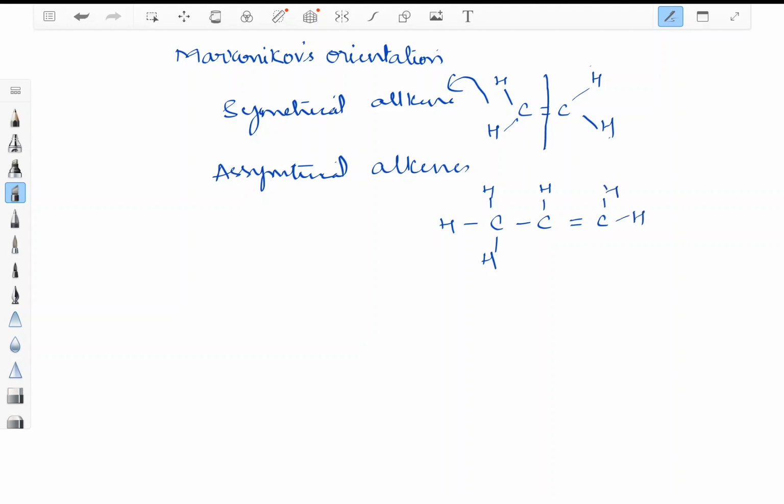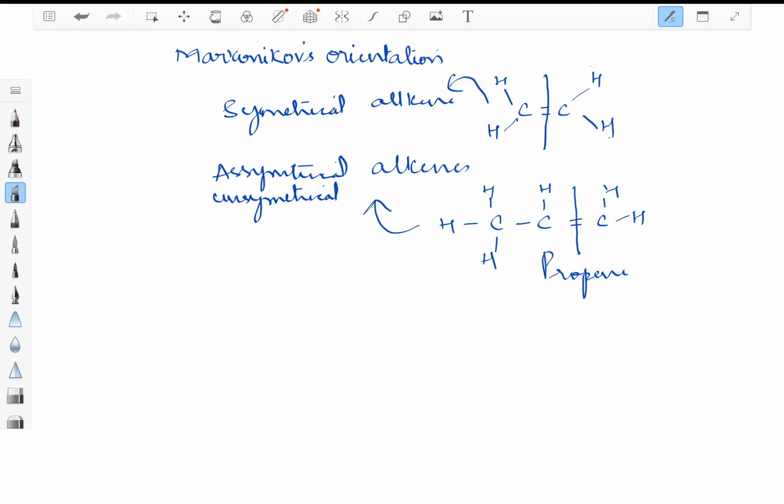So this compound is propene. And if I divide this, here I have one carbon with two hydrogens, and I'm having two carbons with 1, 2, 3, 4 hydrogens. So this is supposed to be an asymmetrical or unsymmetrical alkene. These two things you need to remember first.